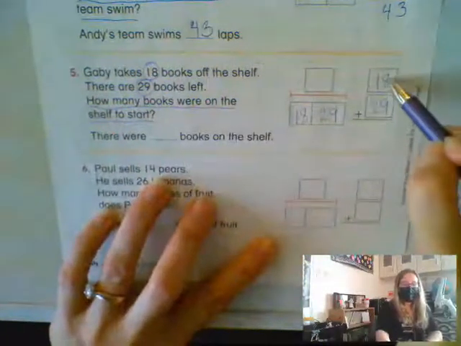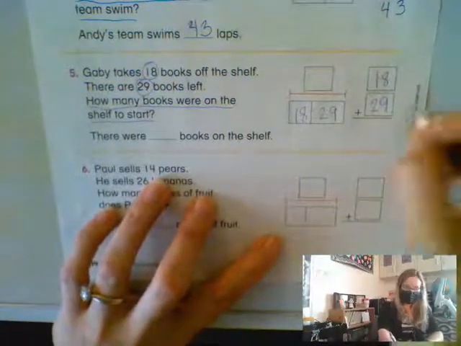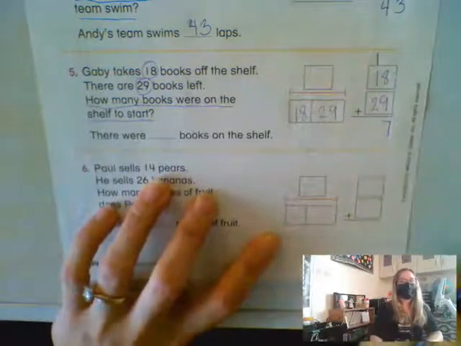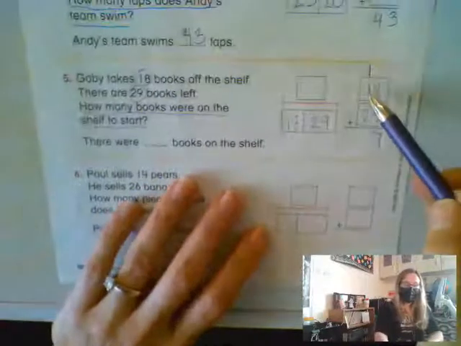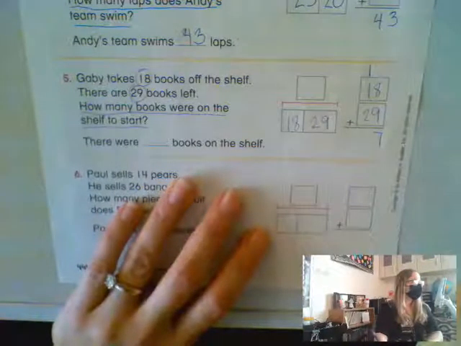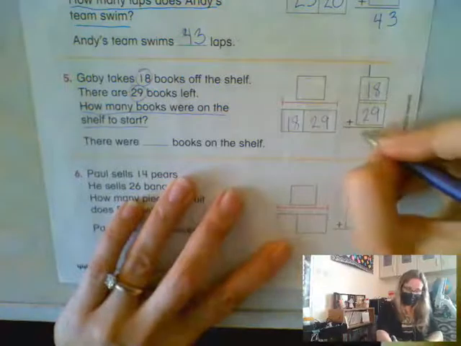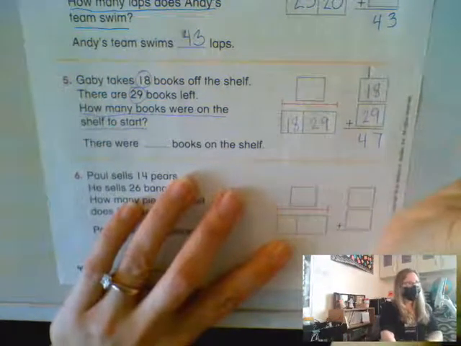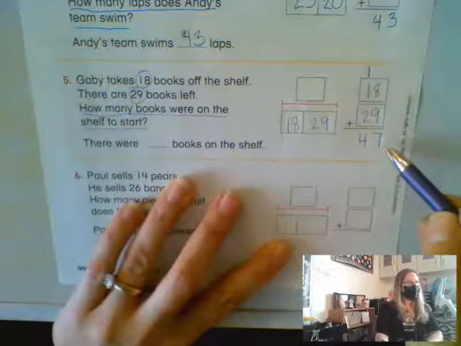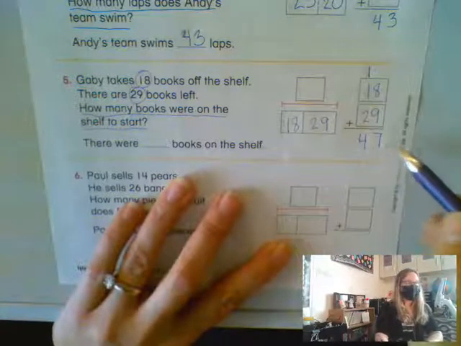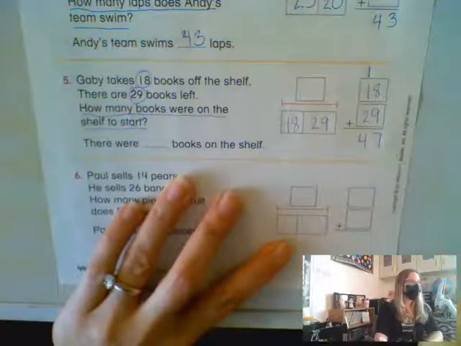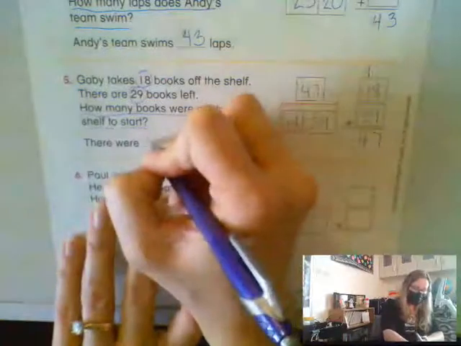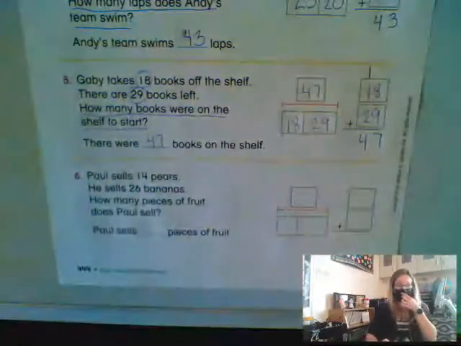So Landon, what is 8 plus 9? 17. So I carry up my 10, put in my 7 ones. That's 17. Now, Landon, what is 1 plus 1 plus 2? 4. So how many books were on the shelf to start, Landon? Psst, Landon, look up here. How many books were on the shelf to start? 47. Good job. There were 47 books on the shelf.